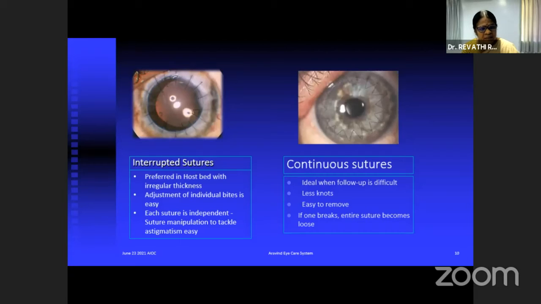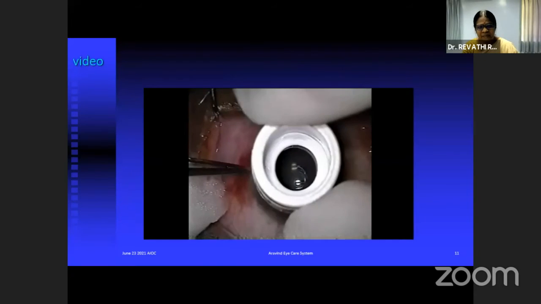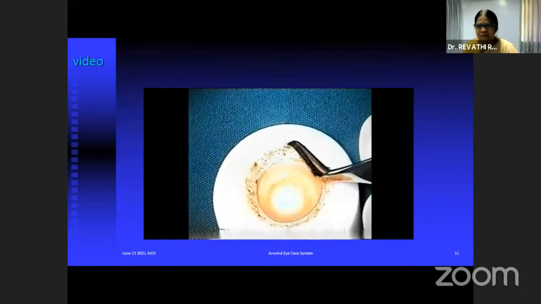Another advantage of interrupted suture is when the graft and host thickness is not matching, then it's easy to control our bite depth accordingly, and later suture manipulation also will be easier in interrupted suture. So let us see a small video which is going to show this.